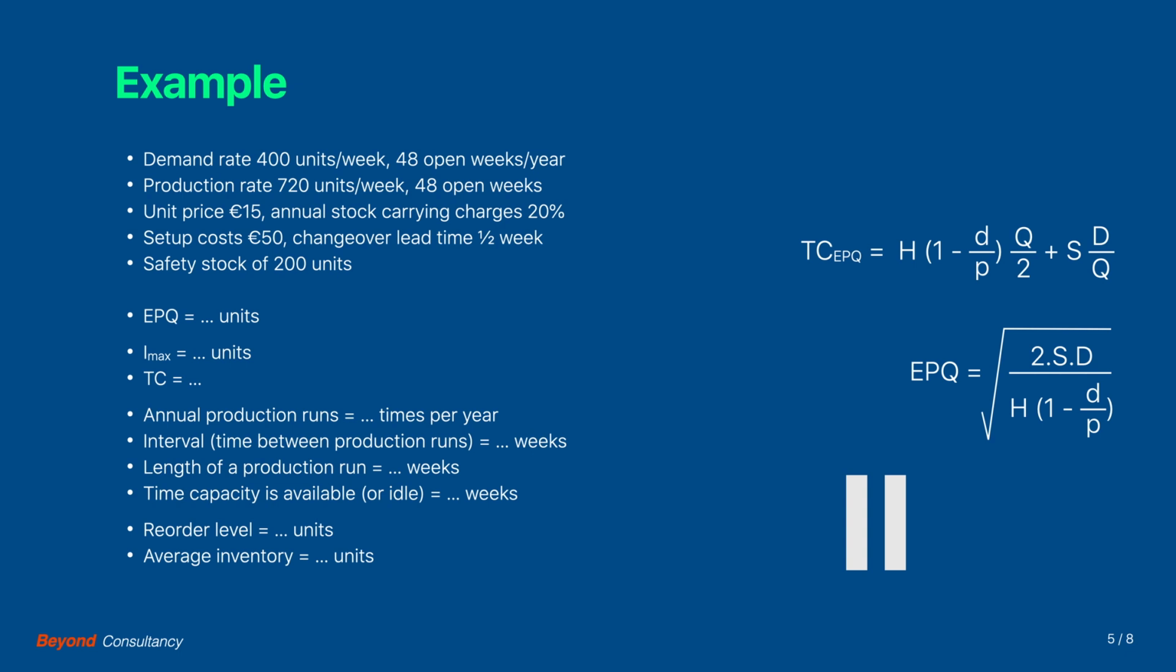The questions are, what is the optimal production lot size and what are the corresponding annual costs? Further to these, what are the main elements in the time structure of this EPQ cycle? At this point, you may want to pause the video to make the exercise yourself. I will wait a few moments.